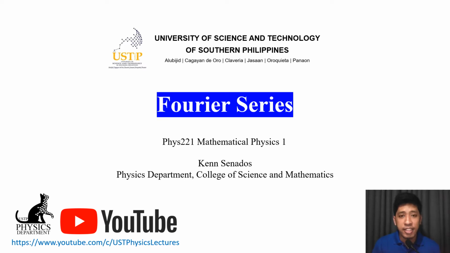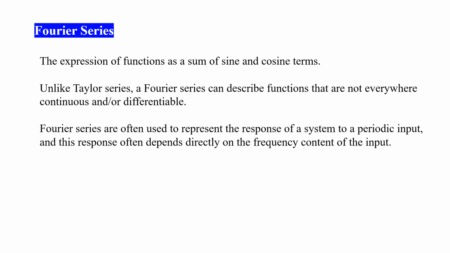Hi, this is Physics 221, Mathematical Physics 1, and in this lesson we're going to discuss Fourier series. You may have already discussed in your previous math classes how complicated functions can be expressed as a power series. Another way of expressing these complicated functions is as a sum of sine and cosine terms. And unlike Taylor series, a Fourier series can describe functions that are not everywhere continuous and/or differentiable.